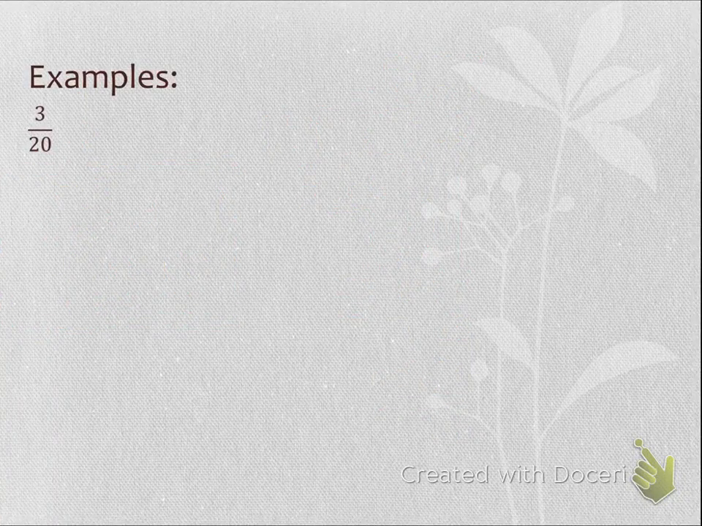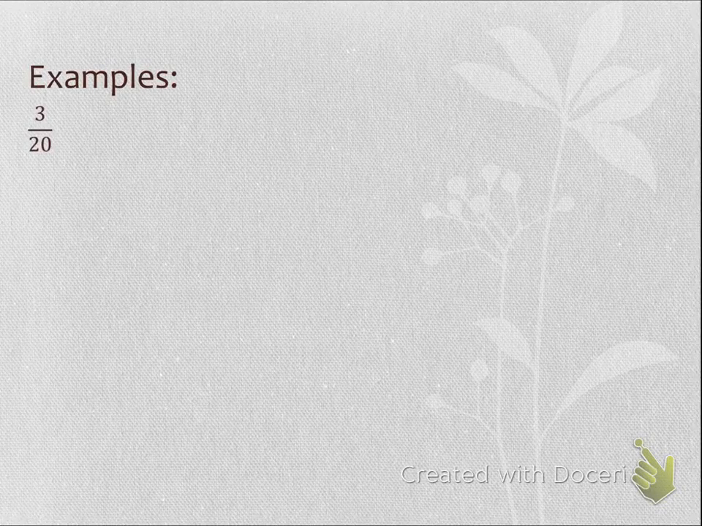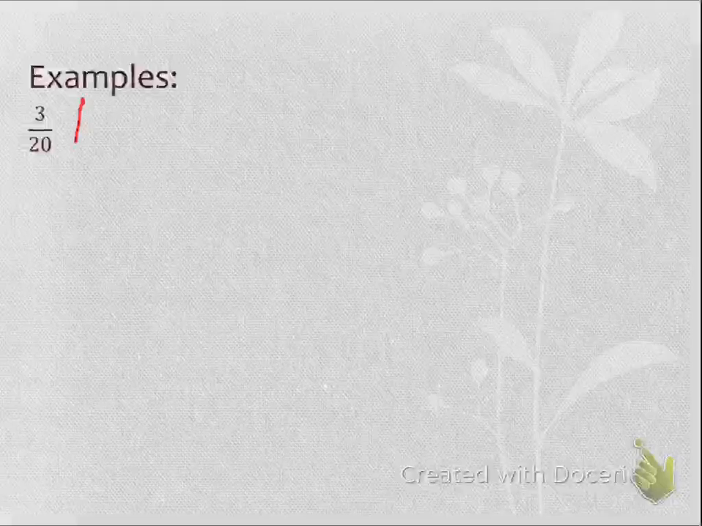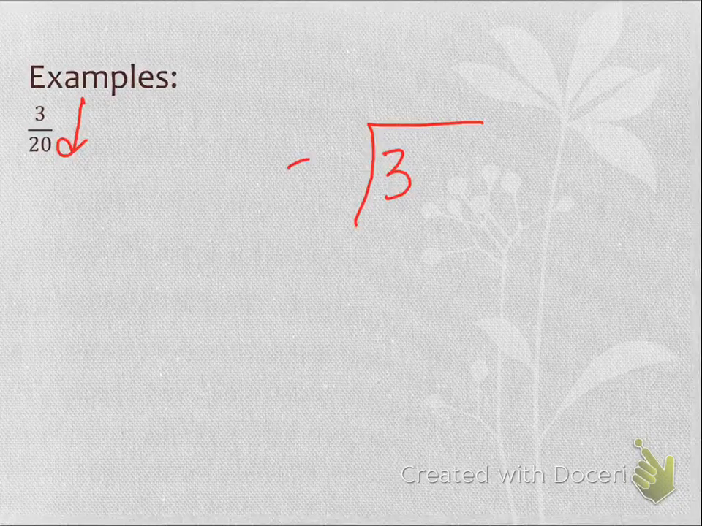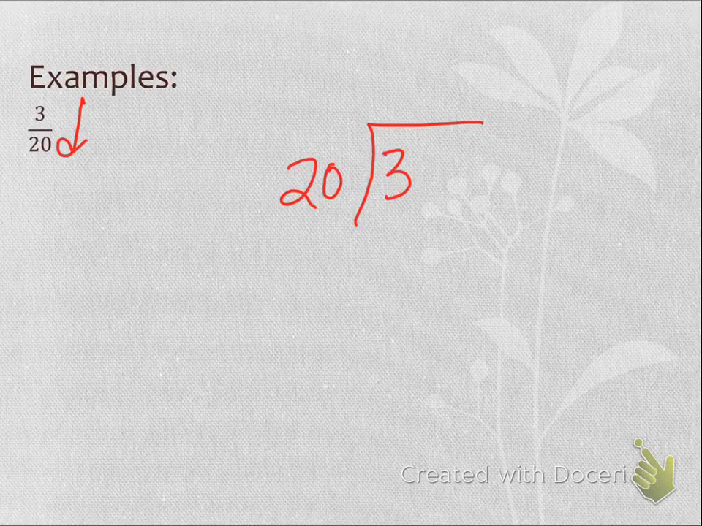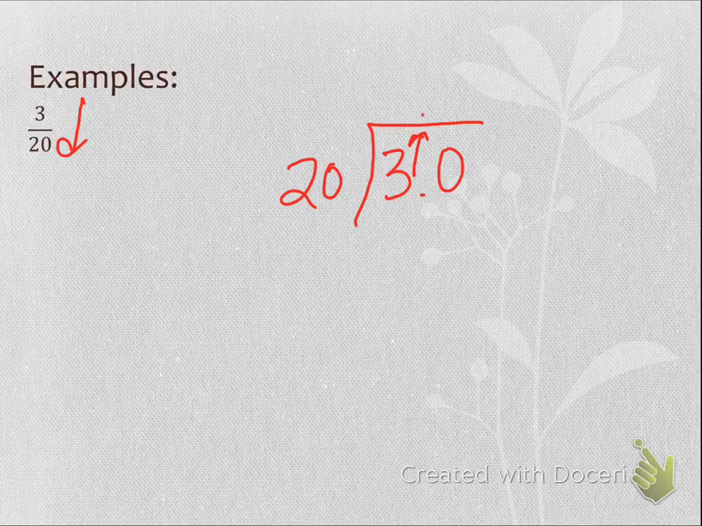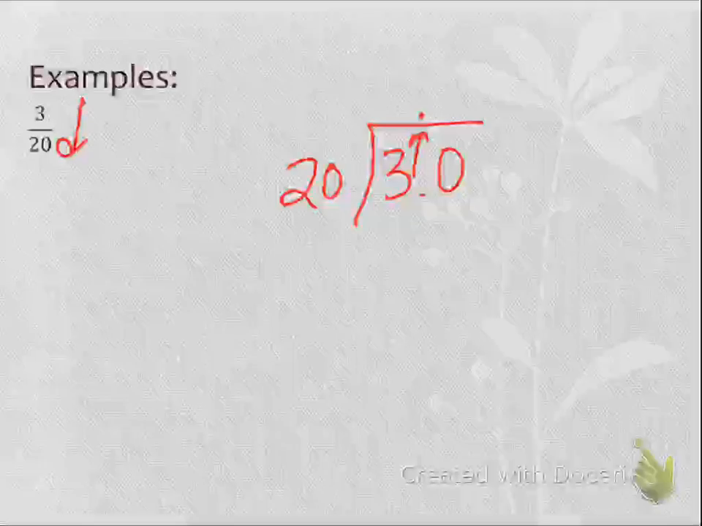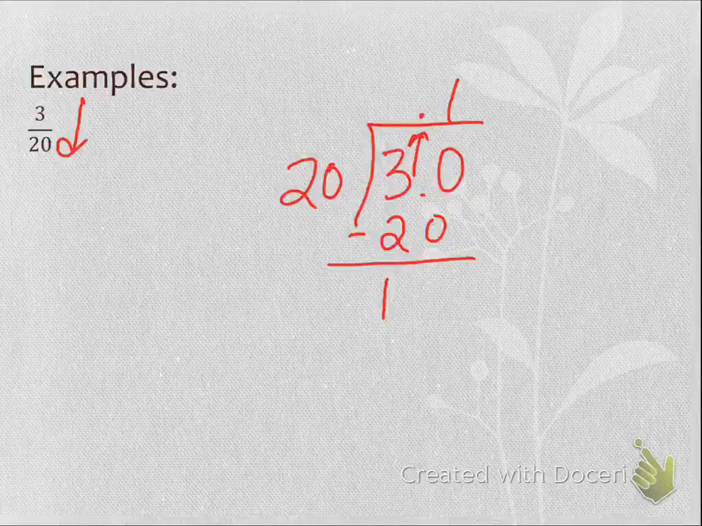Let's look at another one. 3/20. Read it as a division problem from top to bottom. So 3 divided by 20. Add our decimal point and a 0. Bring it up. 30 divided by 20 is 1. 1 times 20 is 20. Subtract and we get 10.